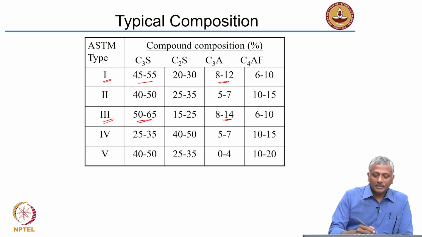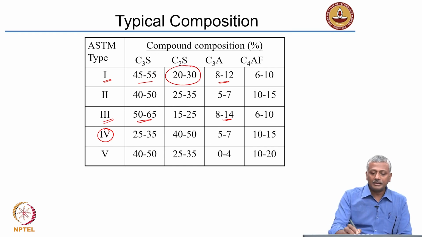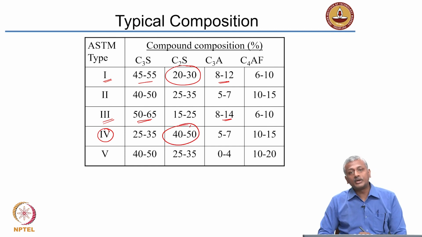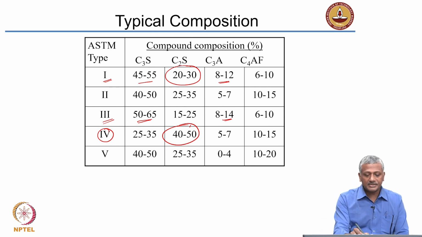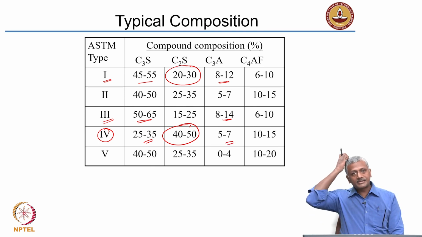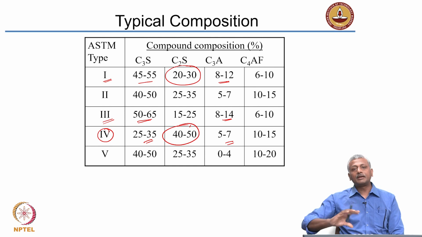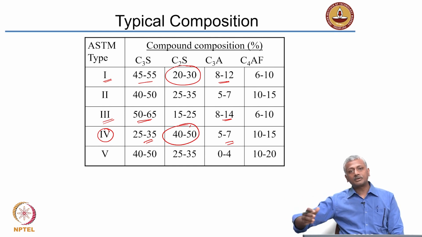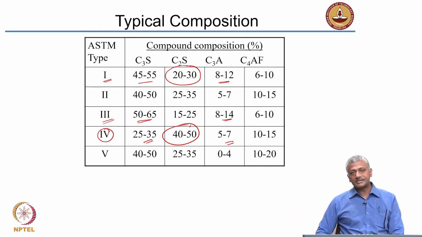Okay. What about type 4? You see that your C2S was 20 to 30% in type 1, but in type 4, that is low heat cement, you have 40 to 50% C2S. Okay. And you are reducing the components that produce high heat like C3S or C3A. Okay. So all these characteristics you need to keep in mind while thinking about how alternative or different cements are designed.